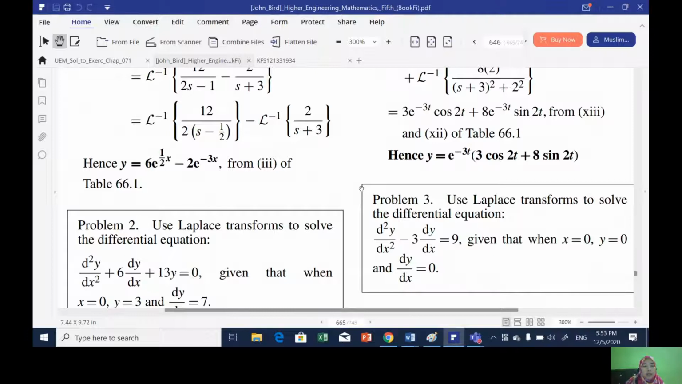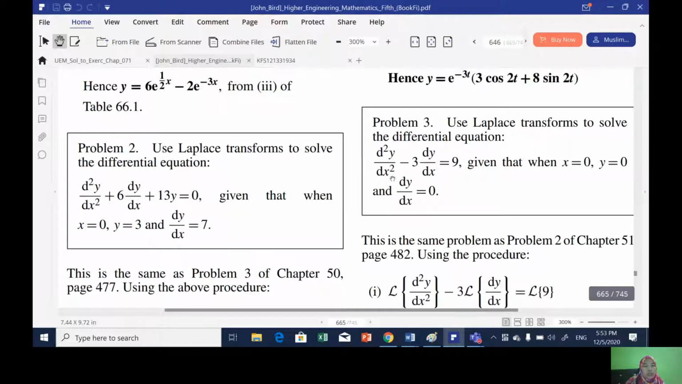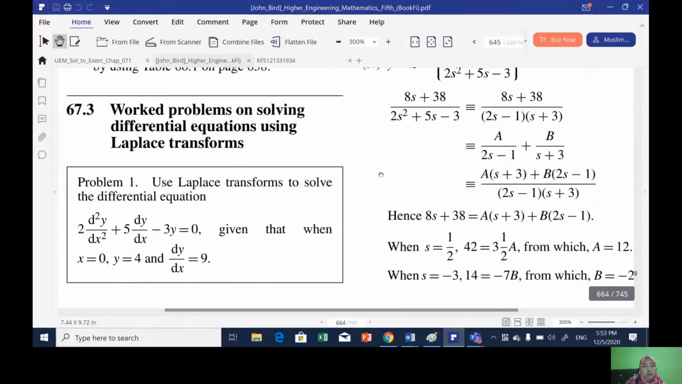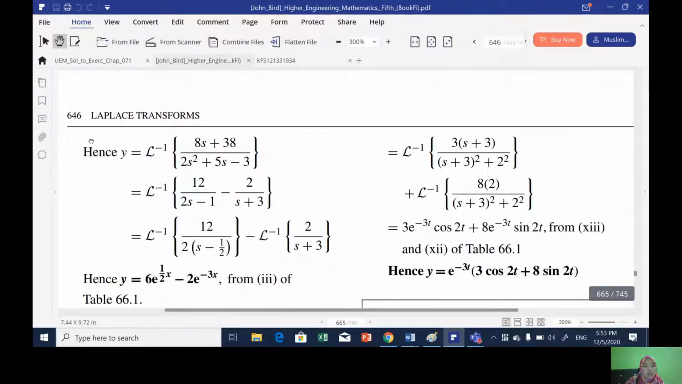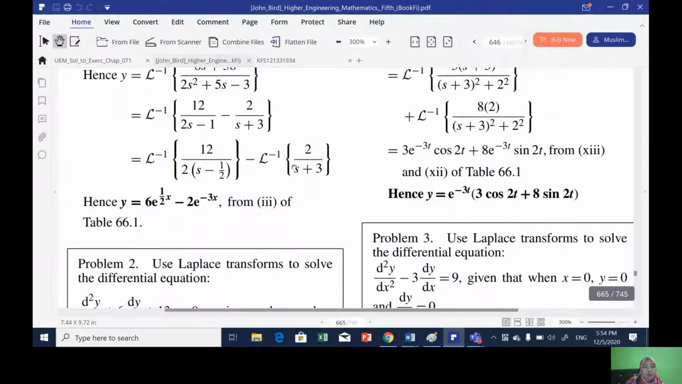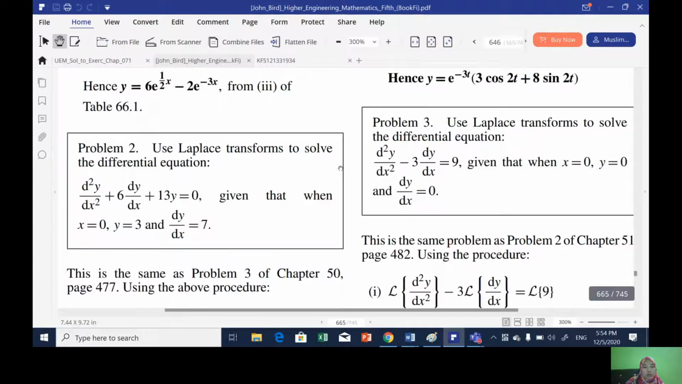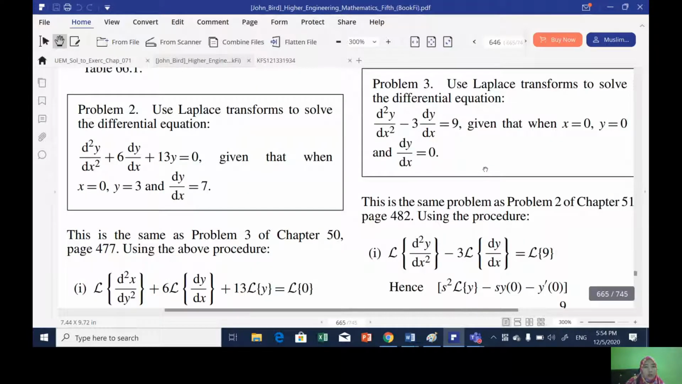How we can apply Laplace transform to solve an ordinary differential equation is in the ebook of John Bird, page 645. I would like to explain problem 2. So I'm choosing problem number 2, and I'm going to read the question here.